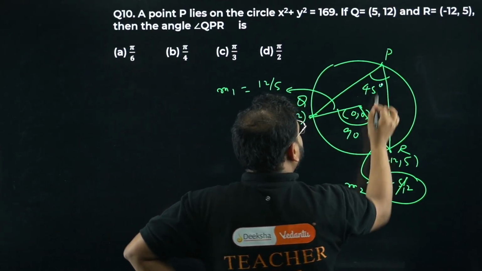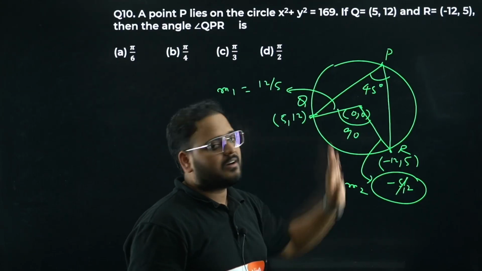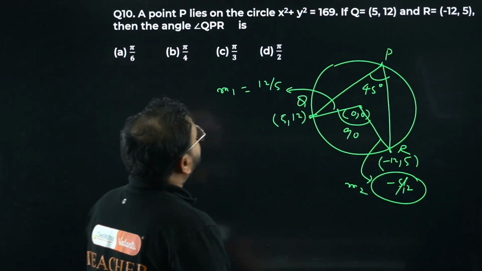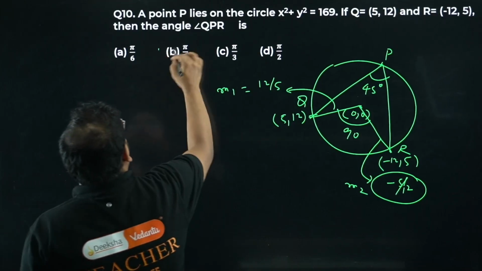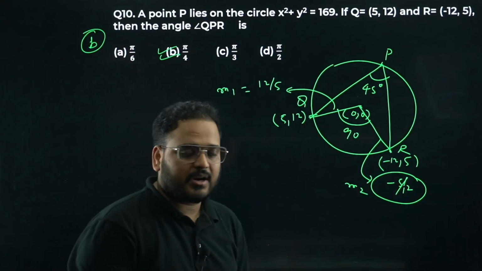We learned in grade 10, right? Angle made by the segment at the center is twice the angle at the circumference. So we get this is 45, this is 90. Answer is 45. QPR is 45 means pi by 4. Option B is correct.